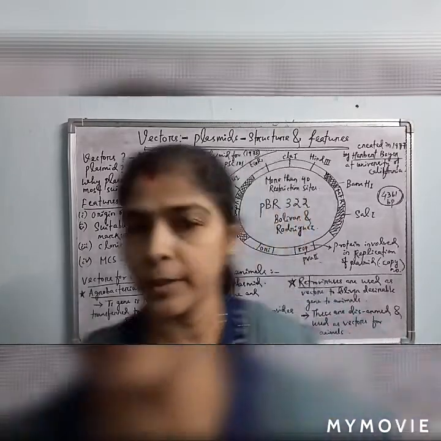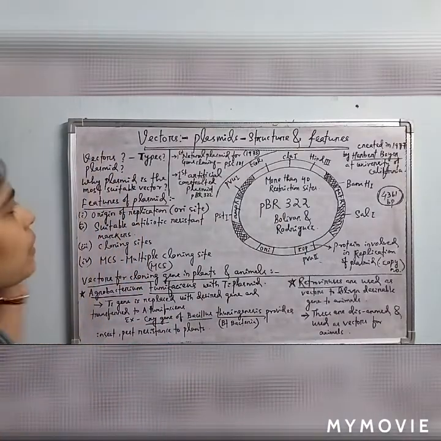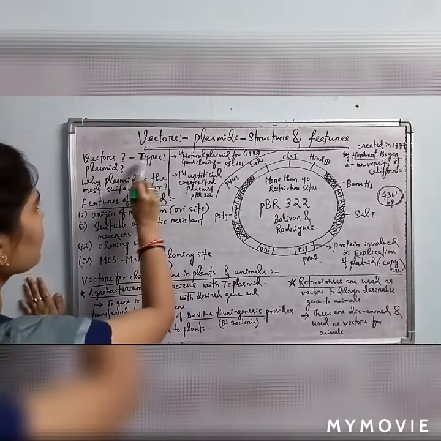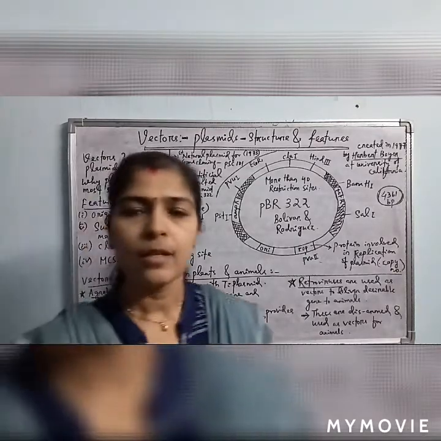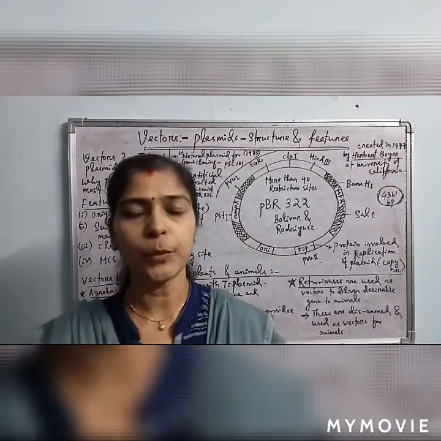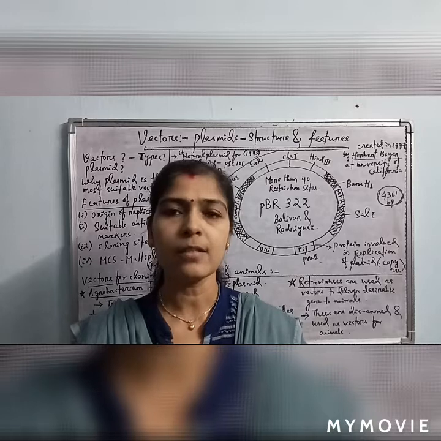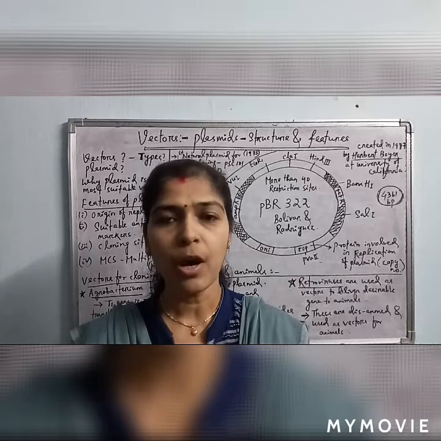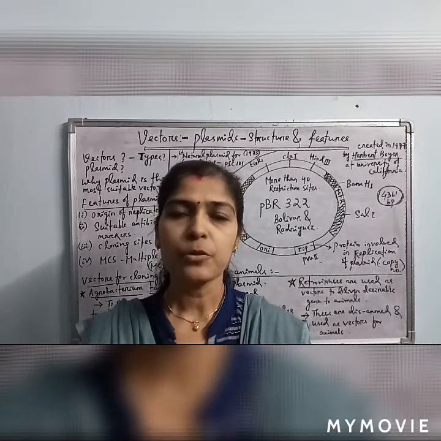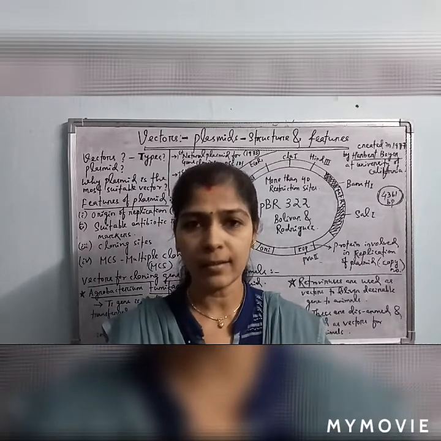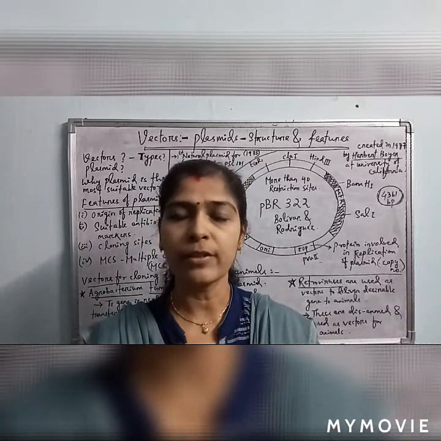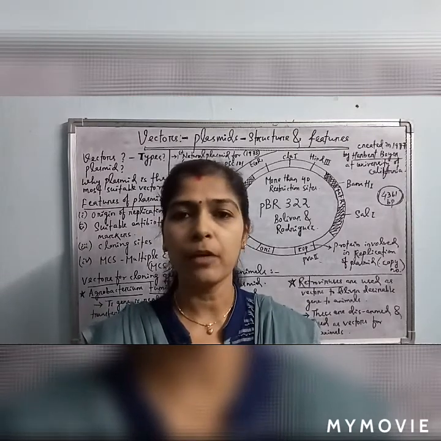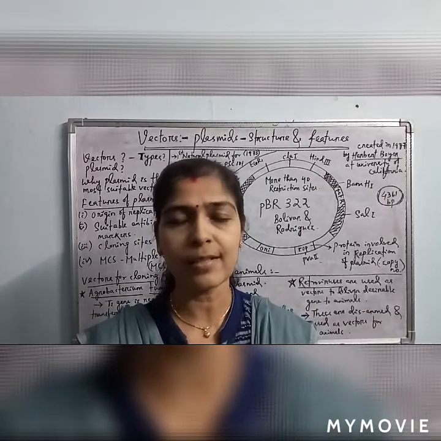Okay, so let's have a look. Vectors, plasmids, structure and features we will discuss. What are vectors and what are the types of vectors? Vectors are, as I have told you, different types of carriers. They may be plasmids, cosmids, BAC, that is bacterial artificial chromosome, or YAC, that is yeast artificial chromosome. These carriers carry the desired gene. They are ligated with the desired gene to form the recombinant plasmid or recombinant vector, and these recombinant vectors are transformed into different cells as per the requirement.